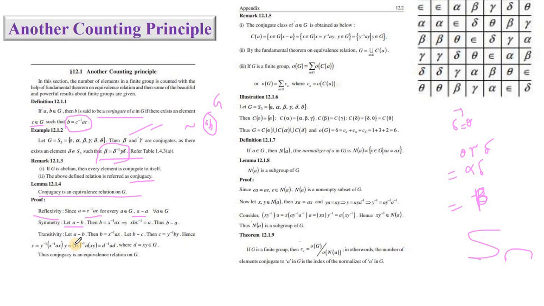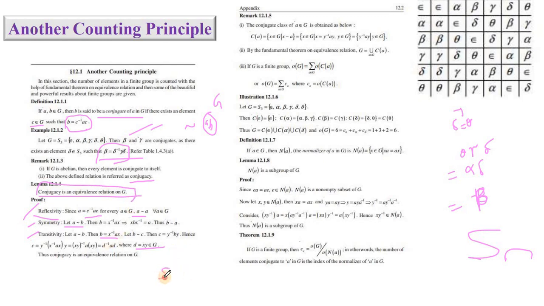Then transitivity. Whenever A is related to B, you have B is equal to X inverse AX. Take A related to B, B related to C. That's our assumption. So you can find another Y such that C is equal to Y inverse BY, and substituting for B, you will get this. Rewriting, Y inverse X inverse is nothing but XY the whole inverse. For convenience you can take this as some D. So you have D inverse AD, where D is XY. So even that condition is satisfied. Because all three are satisfied, we conclude that conjugacy is an equivalence relation.